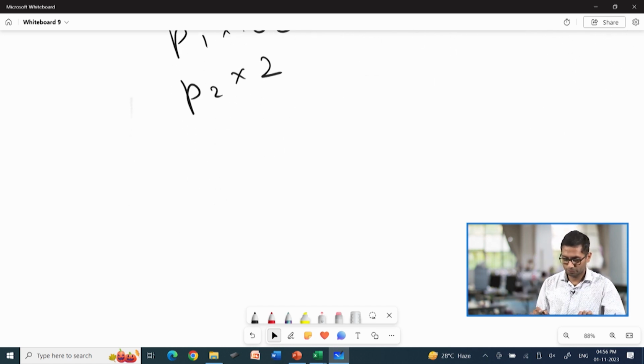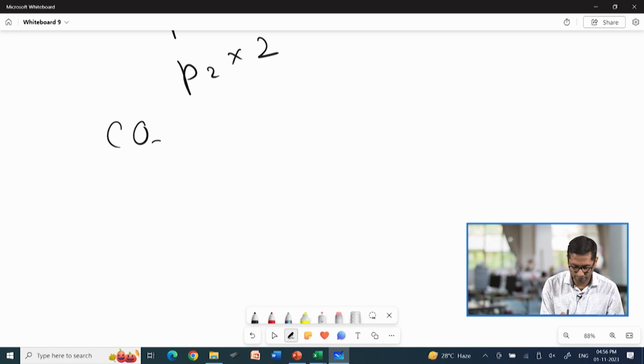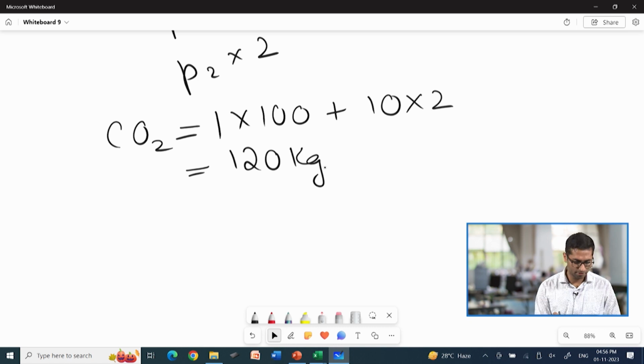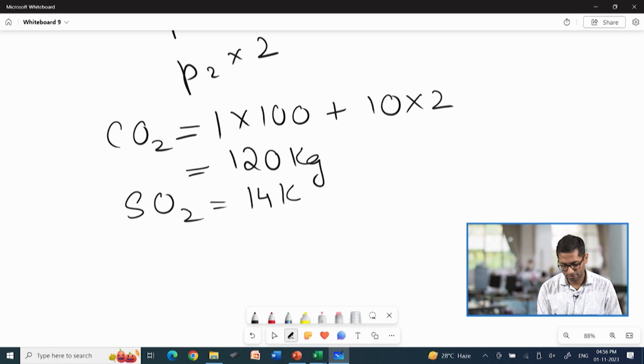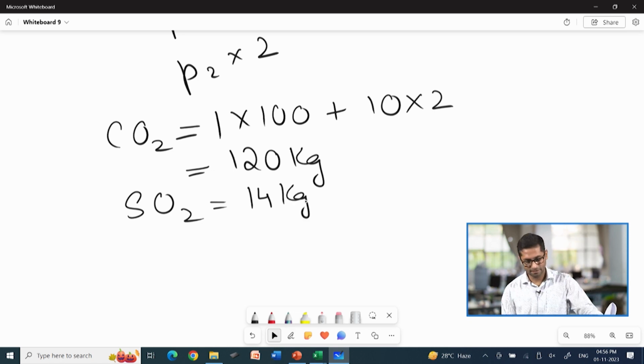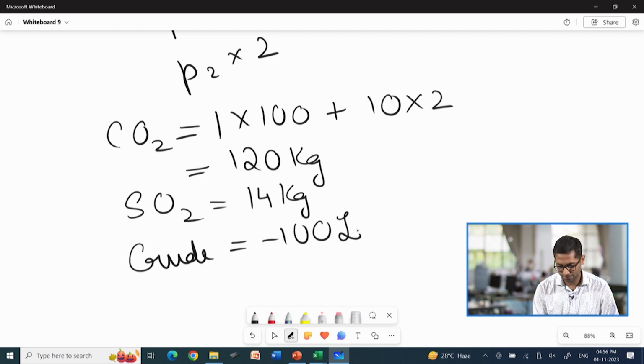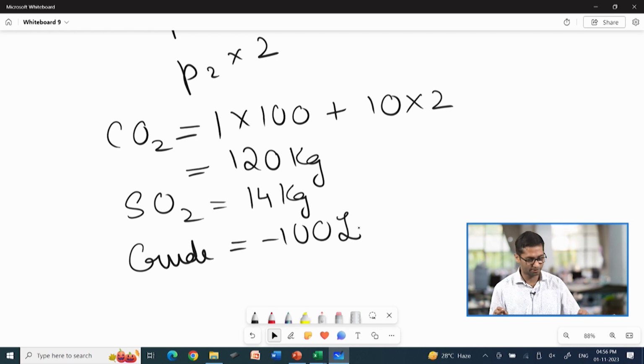And further, if I would want to quantify the total CO2 emission, we have 1 kg of CO2 from process 1, multiplied by 100, plus 10 kgs of CO2 coming from process 2, multiplied by the scaling factor of 2, and this is what my total CO2 emission is going to be, 120 kgs. If I talk about the SO2 emissions, this would be in a similar fashion 14 kgs, you can do the calculation. And since the crude is just getting used up in the second process, the crude would be consumed at a rate of minus 100 liters, because it was minus 50 liters getting produced, and we have multiplied the process by 2.